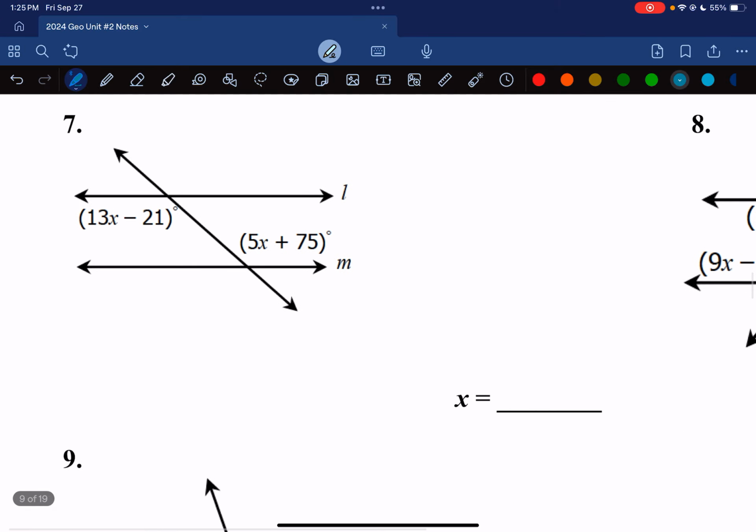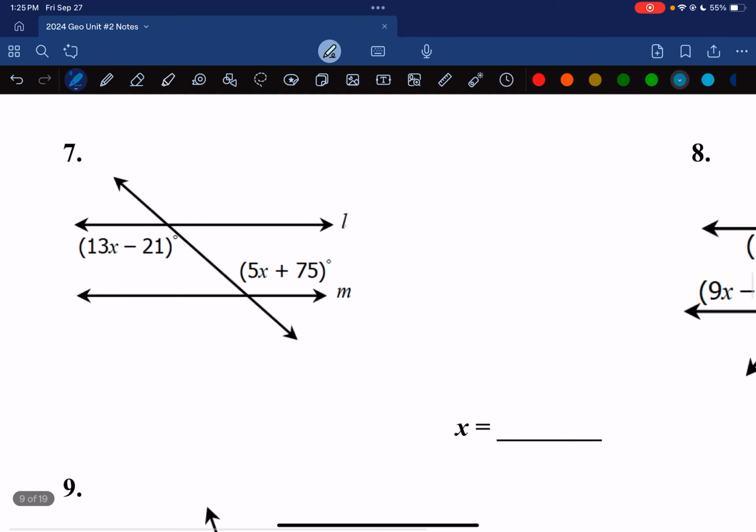Okay, number 7. So for number 7, we have 13x minus 21 and 5x plus 75. These 2 angles are alternate interior angles, which means they are congruent. So we're going to set them equal to each other.